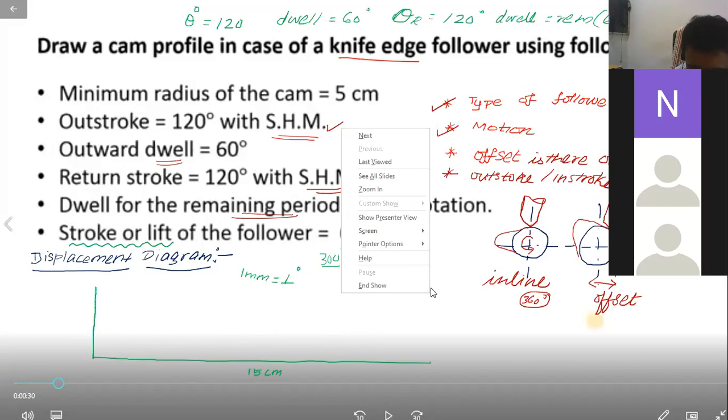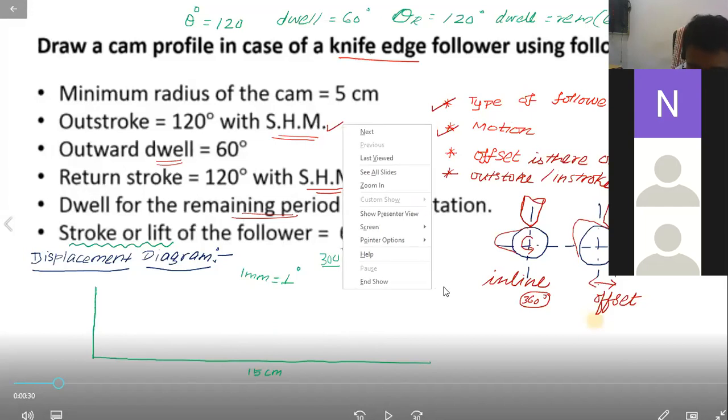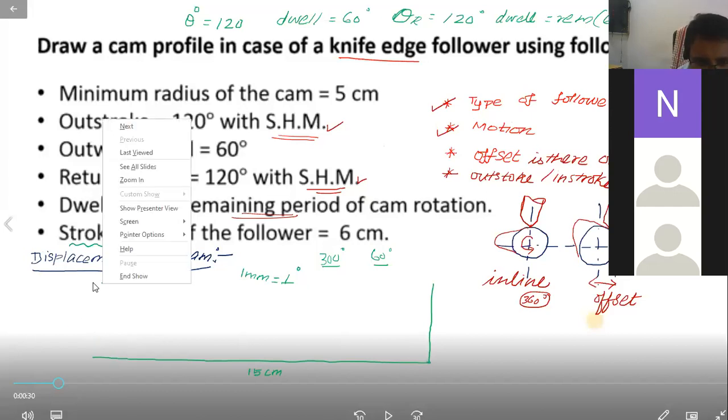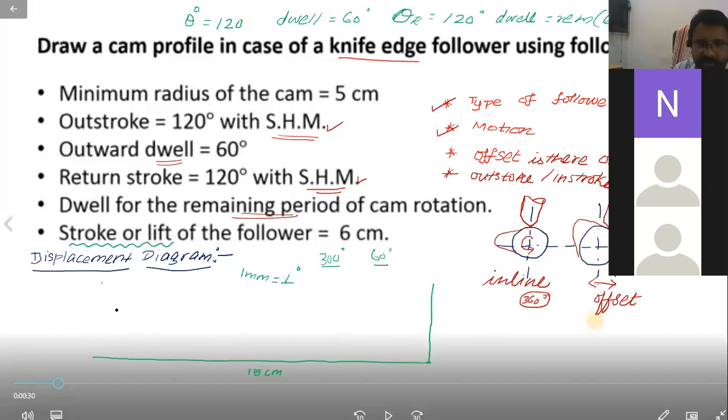Never scale the height. Don't scale this height because that is a deciding parameter. This is just for our reference to know for each degree how much it is moving up.